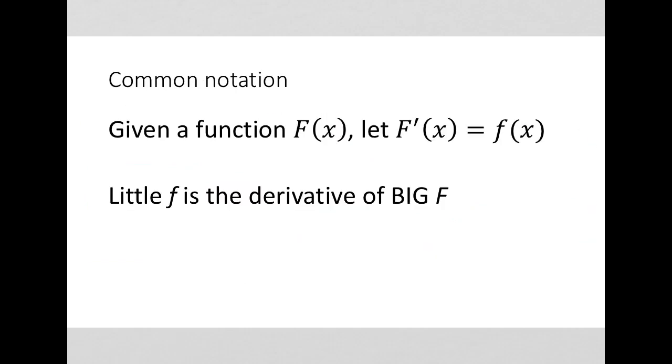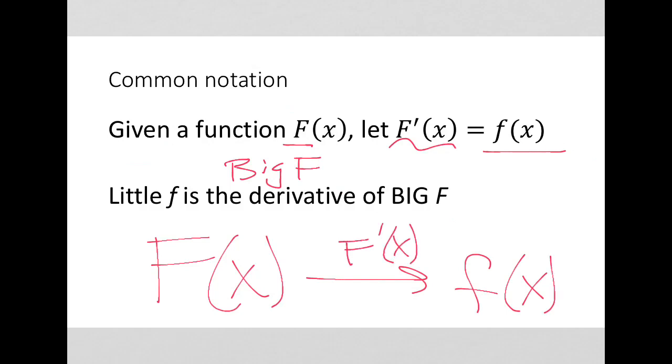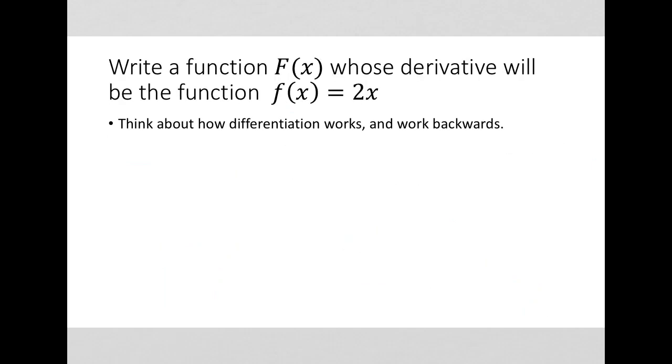So very briefly, some common notation here. Given a function f of x, notice the f is a capital letter. I'm going to call that big F. Given a function big F of x, let's let the derivative of big F equal little f of x. So common notation there, if you see big F of x, it's saying it is the function above little f of x, like that. So by taking the derivative, we get the little f from the big F, just common notation to be aware of. So now let's think about this in the opposite direction.